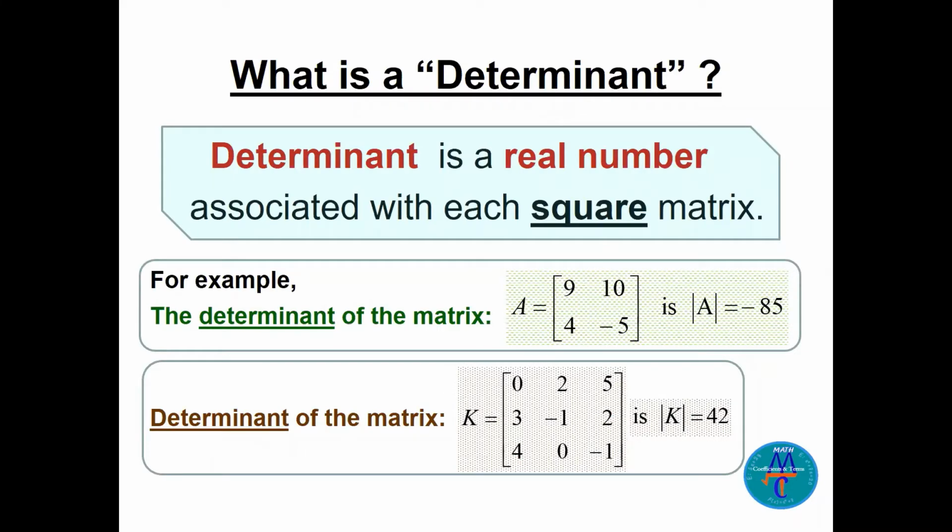What is a determinant? A determinant is a real number associated with each square matrix. When we say a real number, it can be a positive number, negative number, zero, fraction, whatever. For example, the determinant of the matrix A here, 9, 10, 4, minus 5, is minus 85. I will show you how to get that. And if we have, let's say, a 3 by 3 matrix K, the determinant is 42. I will show you also how to find it. We can go also 4 by 4, 5 by 5, 6 by 6, etc.